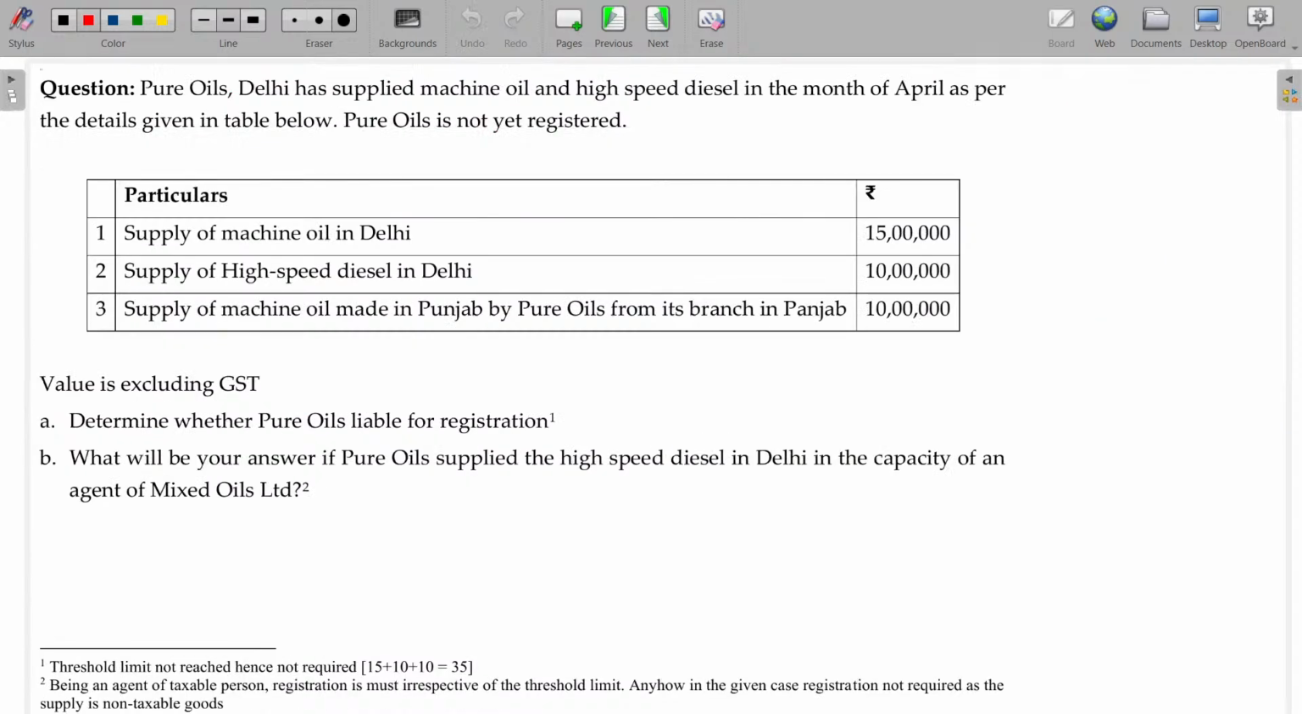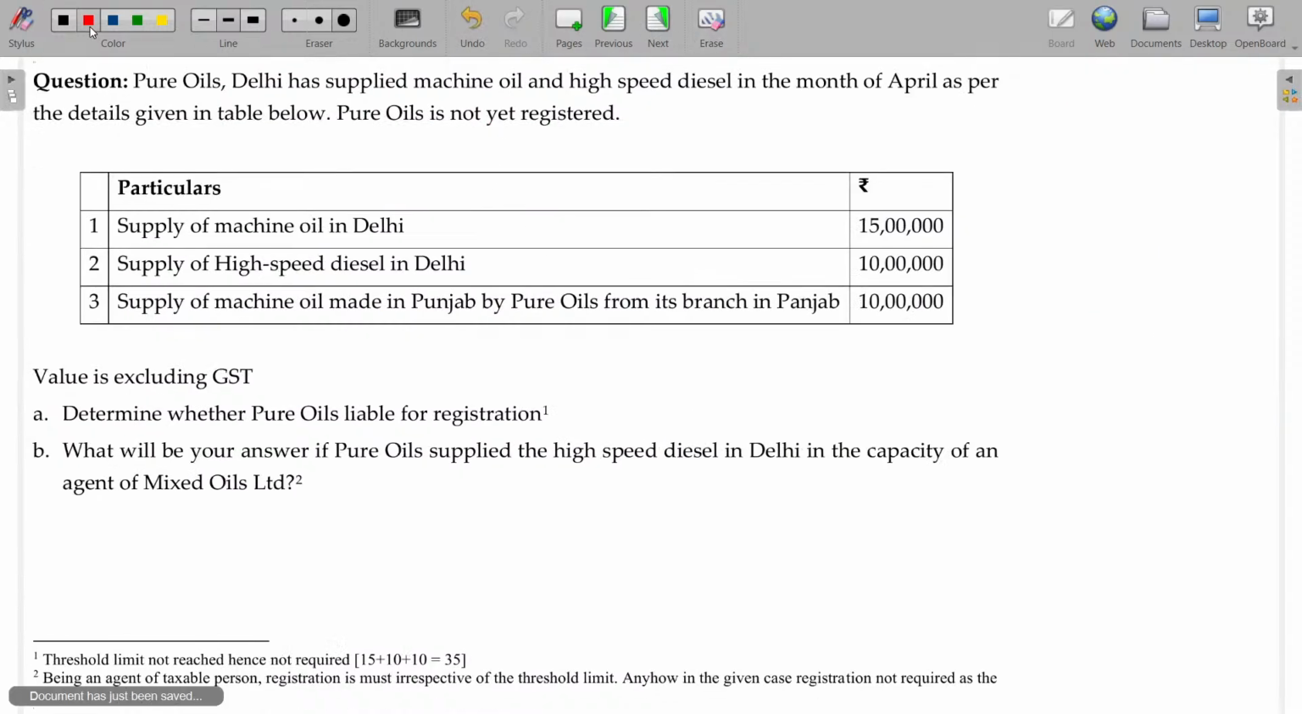Now, let's see the next one. Pure Oils Delhi has supplied machine oil and high speed diesel in the month of April as per the details given in the table below. Pure Oil is not a registered person. Supply of machine oil in Delhi and supply of high speed diesel in Delhi, supply of machine oil made in Punjab by Pure Oils from its branch in Punjab.